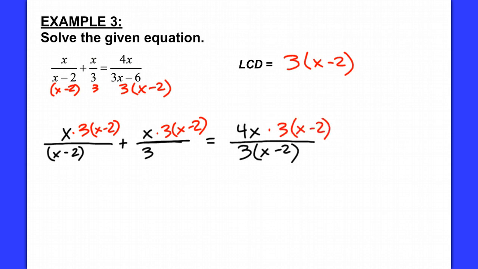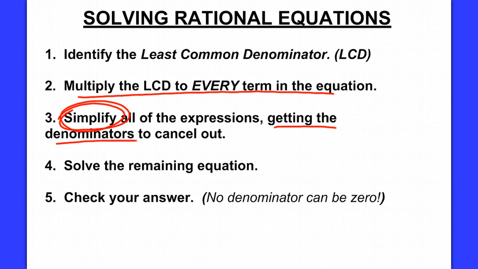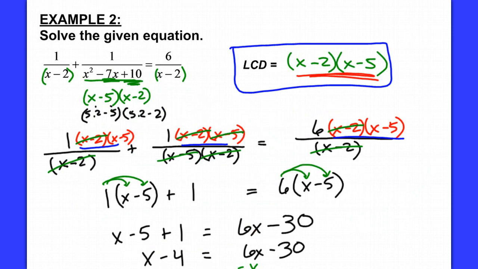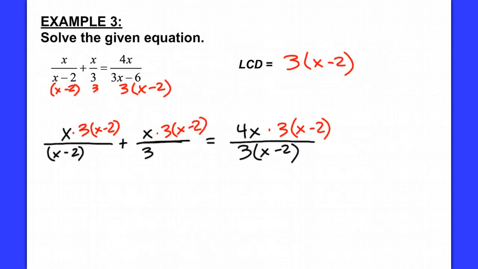Now, we have a tendency to want to start jumping in and just multiplying everything out. Not really what you want to do here. You want to go ahead and simplify first. In fact, if you go back to the steps that we looked at the beginning, it said multiply the LCD to every term and then simplify to get rid of the denominators, to get the denominators to cancel out. That's what you want to do first. You don't want to jump in and start multiplying here, because if you want to get those denominators to cancel out, you're going to need to keep them as they are in factored form.